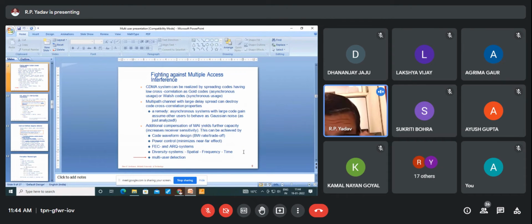Gold codes can be used for asynchronous systems, while Walsh codes are for synchronous ones. Walsh code was mostly used in CDMA systems in the very beginning. It is a block code where the message length is about 45 bits and you have 17 or 18 parity bits, so it's about 63 bits in total length.